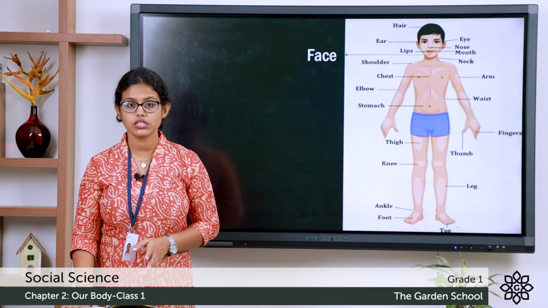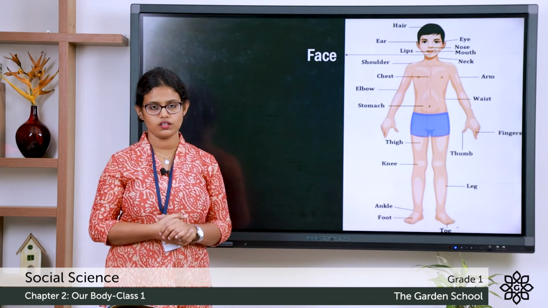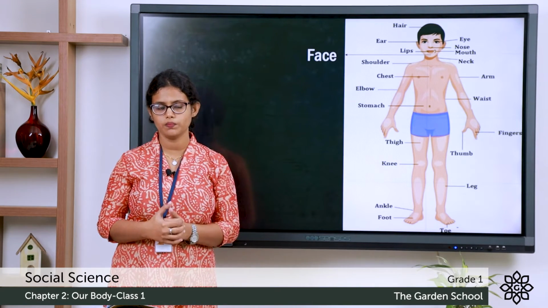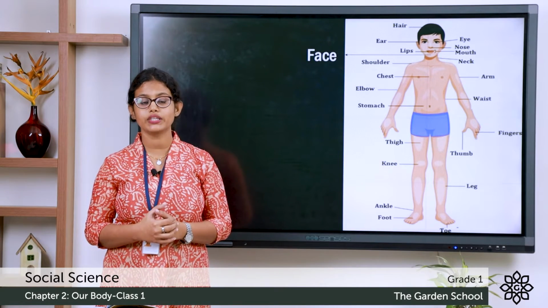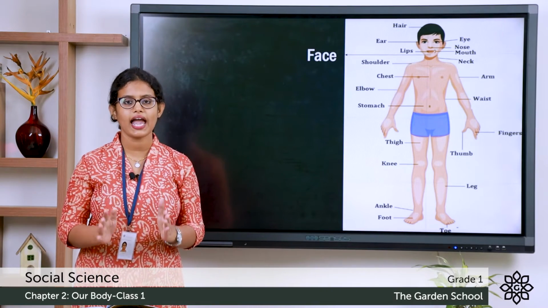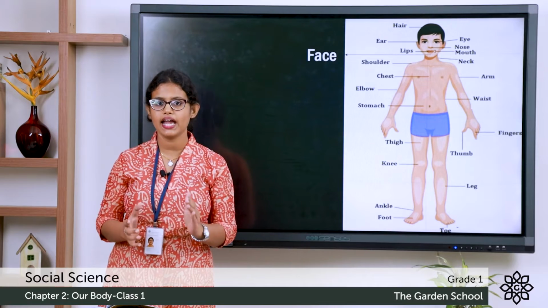On this page you can see a boy is throwing a frisbee. Okay, can you say with which part of the body the boy is throwing the frisbee? With his hand. So in that space you can write it, hand. H-A-N-D. So you can write it there, hand.